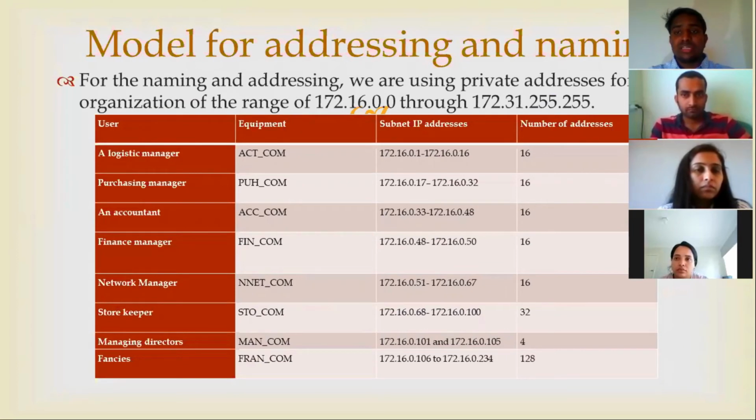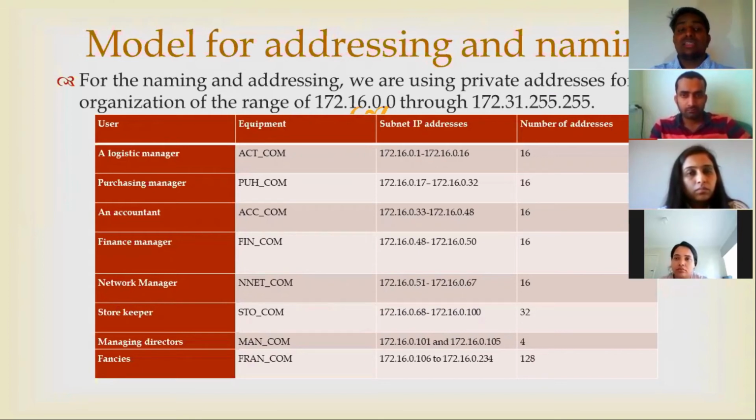And moving up to the model for addressing and naming, here we have provided everyone particular subnets and addresses. Starting with the logistic manager, we have provided the subnet 172.16.0.1 to 172.16.0.16, and following that, everyone has been given 16 or 32 addresses based upon their requirement.